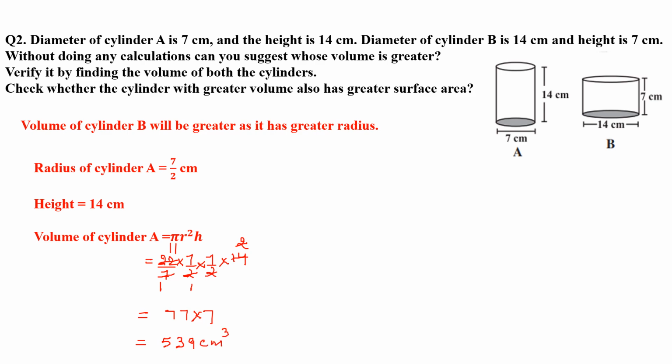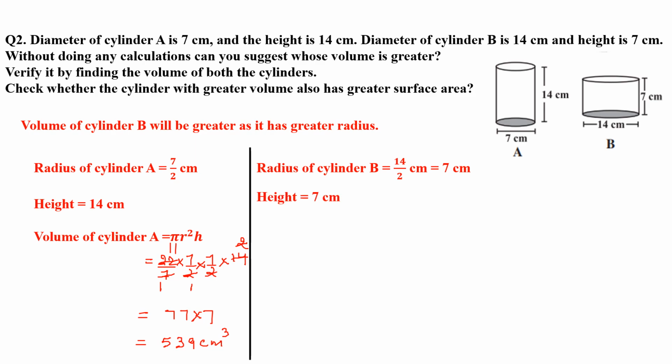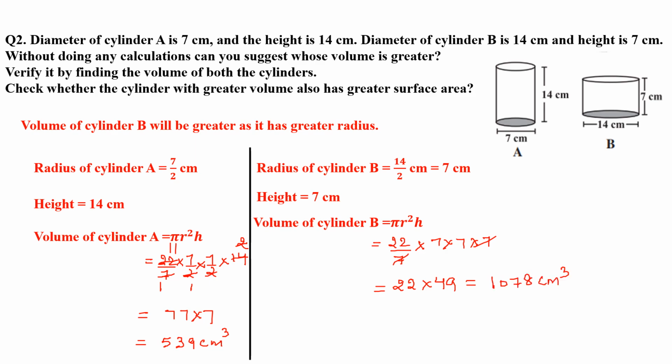Now let's find the volume of cylinder B. So radius of the cylinder B will be 7 because diameter is 14. So radius is half of the diameter. Height is 7 centimeter. Now again the volume of the cylinder formula I am going to use, which is pi r square h. So pi value is 22 by 7, radius is 7 and height is also 7. So I'm going to simplify it. So it is 22 into 49 and if I multiply it, I will get 1078 centimeter cube.